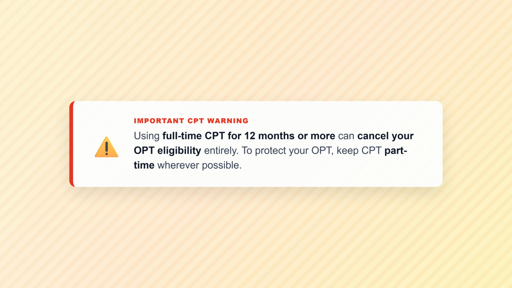But here is a very important CPT warning. If you use full-time CPT for 12 months or more, it can completely cancel your OPT eligibility. That would be a costly mistake, losing your valuable year of post-graduation work. So the safe advice is simple. Keep your CPT part-time wherever possible and protect your OPT.